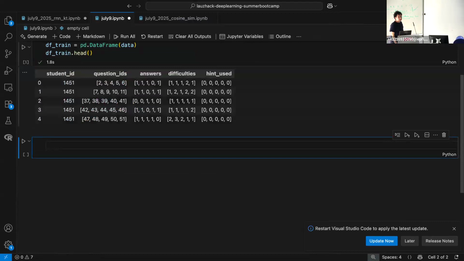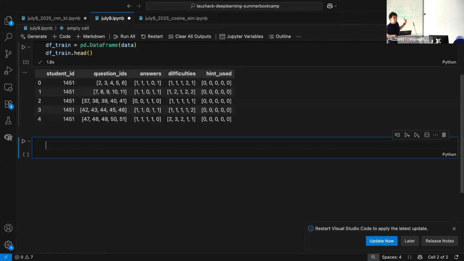So this is the kind of data that we have. We have different students, the questions that they answered, the answers, and the difficulties. Difficulty is a number from 0 to 2, because some questions are more difficult than others. And also whether they used the hint or not, but this is not very good in this data set, so we are not going to use that column. But we are going to have all the questions and difficulties and predict the next answer. That's what we want to do now.